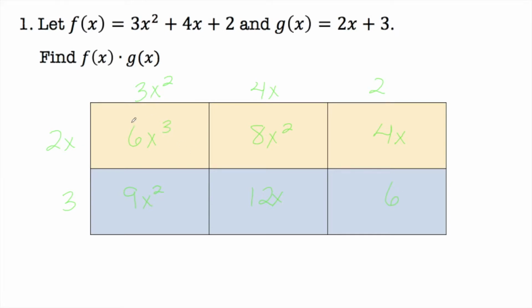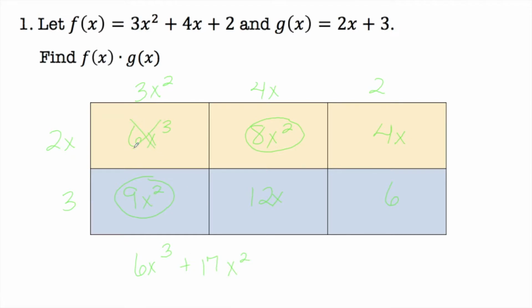And now all you're going to do is combine any like terms that are the same. So you can only combine exponents that are the same exponents. So 6x to the third is the only 6x to the third. So that's going to be our first term that goes in the front because we're doing it in standard form. Then we have a 9x squared and an 8x squared that you can combine. 9 plus 8 is 17, so 17x squared.